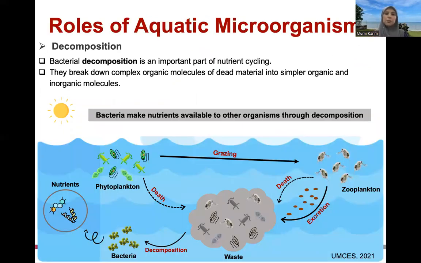Okay, so what are the roles of microbes in the aquatic ecosystem? The roles of the microbe. So some microbes, they act as a decomposer. What they do is that they break down the complex organic matter, complex molecules, into simpler organic and also into inorganic molecules. So the products, the simple organic, usually are being used by other organisms. So that's why they interact and they need each other.